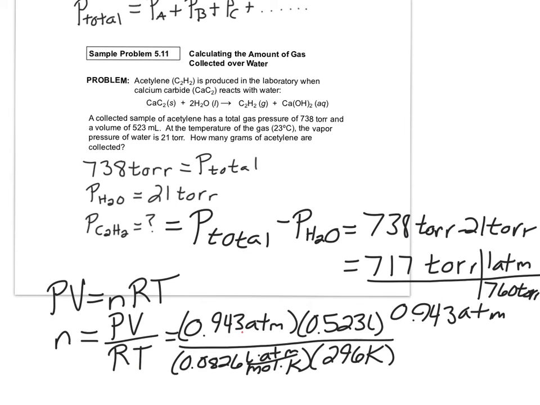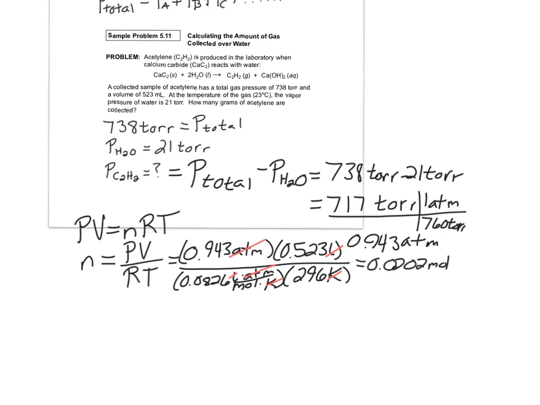Now let's check our units. I've got atmospheres canceling atmospheres. I've got liters canceling liters. Kelvin canceling Kelvin. I'm going to only be left with moles. And since moles is in the bottom of the bottom of a fraction, so it's in two bottoms, that means it's going to flip up to the top. And these units are going to be in moles. So let me do the math now. My 0.943 times 0.523, that's going to be divided by my R times my temperature. And I got 0.0202 moles of acetylene. But we're not done yet because they're asking for a mass.